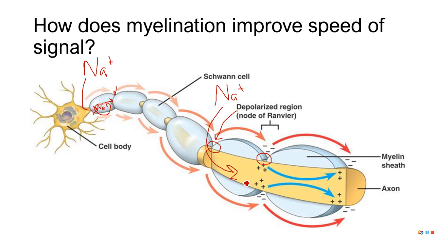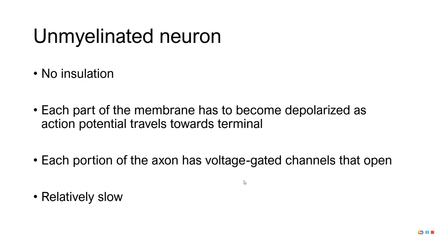Okay. Now, with an unmyelinated neuron, there's no insulation, and so, here's my neuron, you have to depolarize this area, which will depolarize this area, which will depolarize this area, so on and so forth, until you depolarize everything, and then it releases neurotransmitter. And so this is relatively slow. This happens at about 1 meter per second, whereas with the myelinated neuron, a signal can travel at about 100 meters per second.